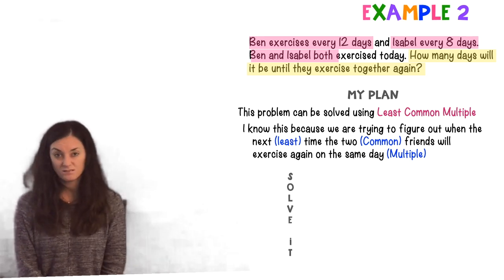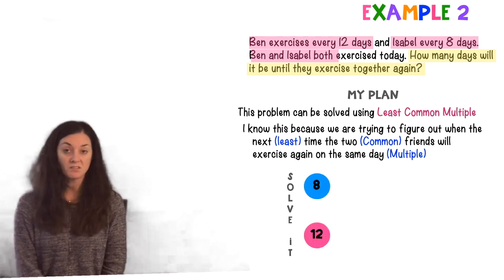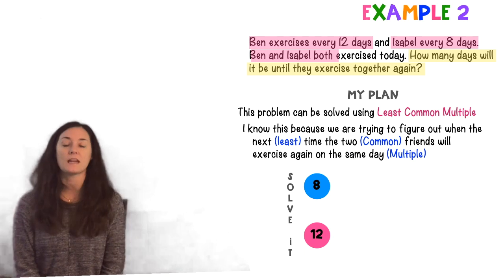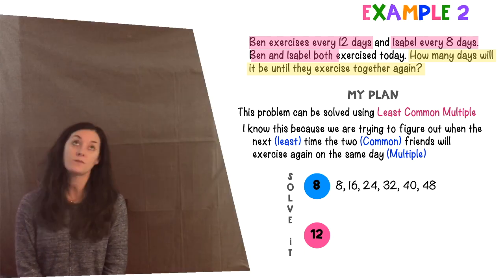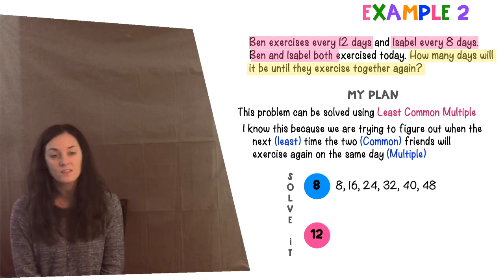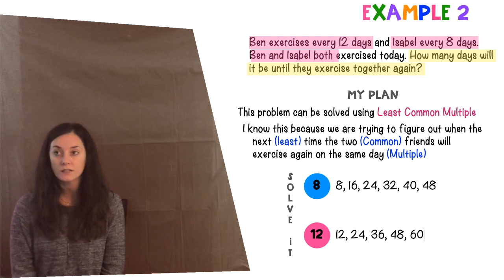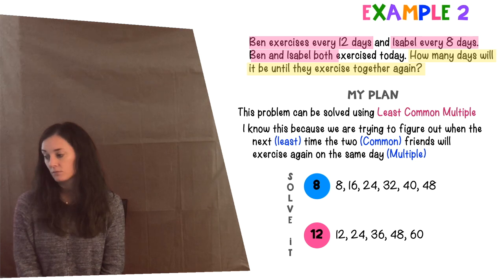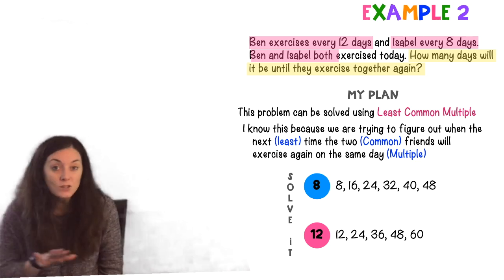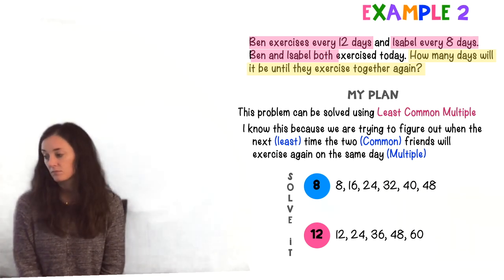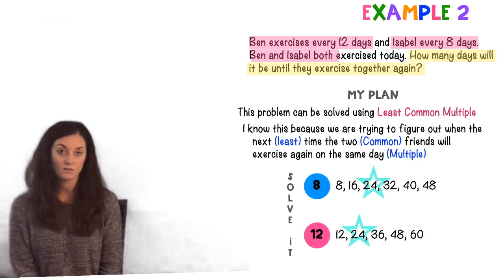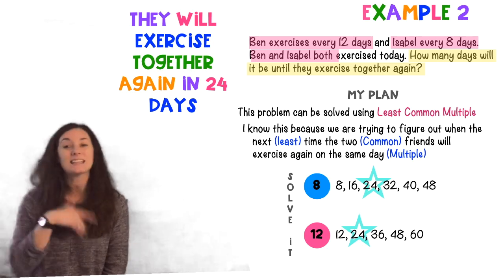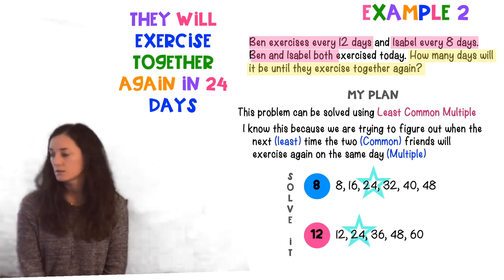So let's do it. I'm going to list them out, and then I'm just going to list out my first 5 or 6 multiples of 8. So 8, 16, 24, 32, 48. 12, 24, 36, 48, 60. And now compare. What's the least common that they have in common? Well, 24. So they will exercise together again in 24 days.